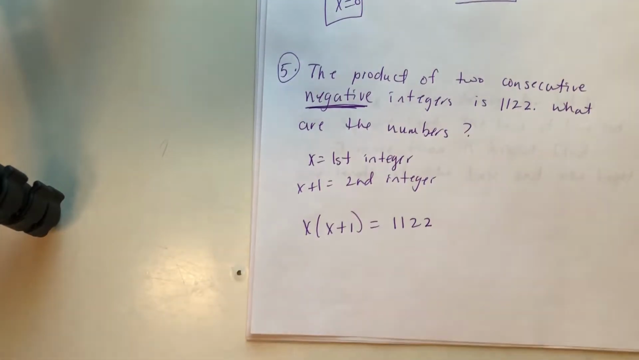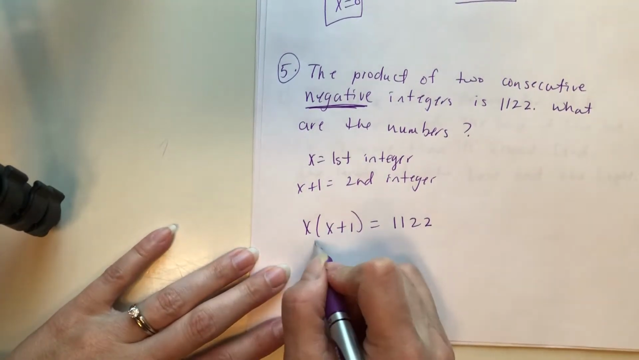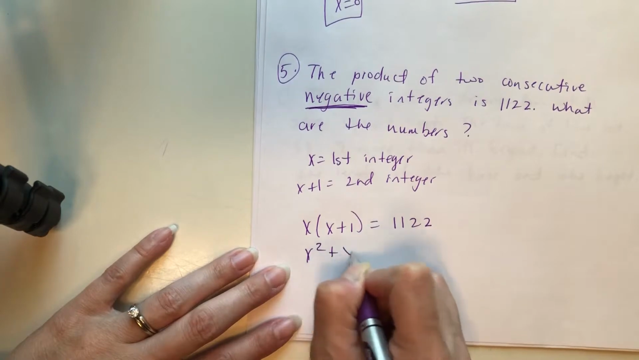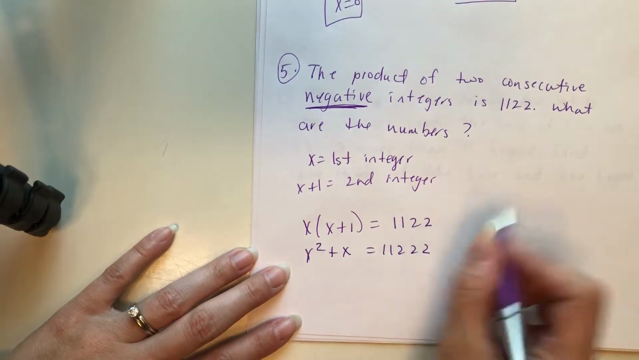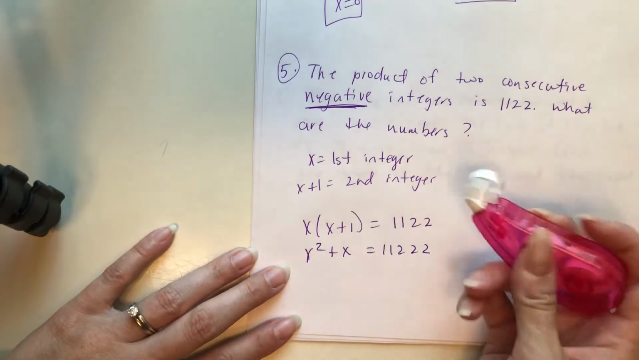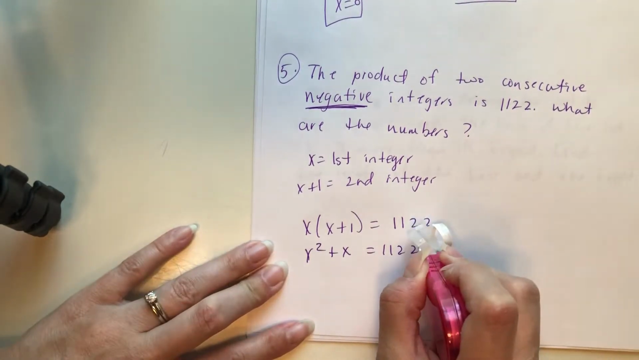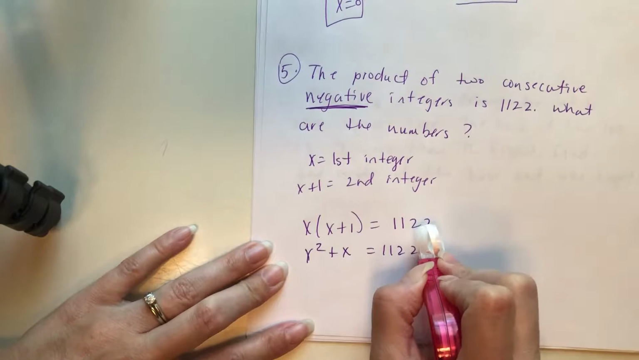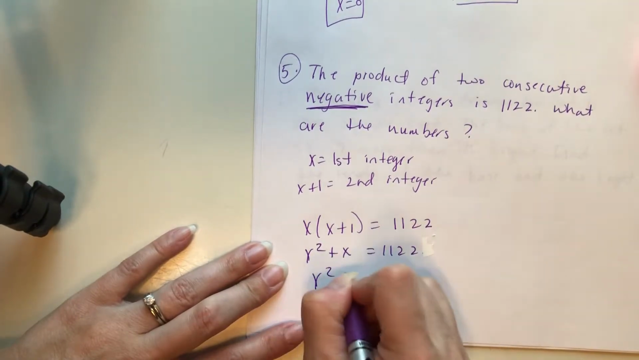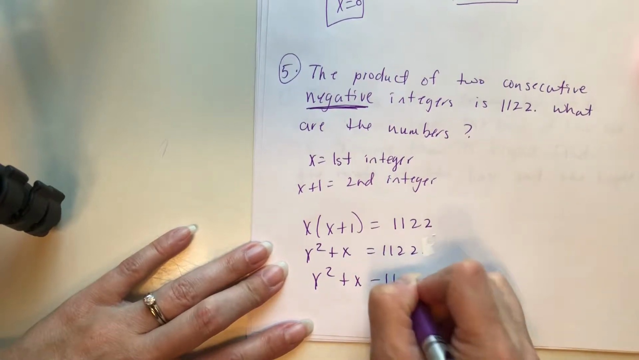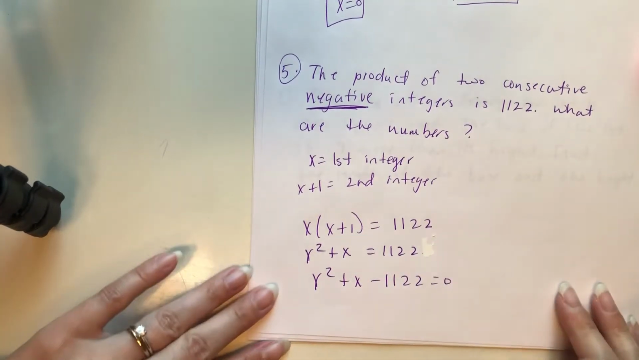Okay? So I now need to work on getting this in my standard form so that it's all equal to 0. So I'm going to distribute. I've got x squared plus x equals 1122. Subtract 1122 on both sides. Got carried away there with my 2's. So x squared plus x minus 1122 equals 0.